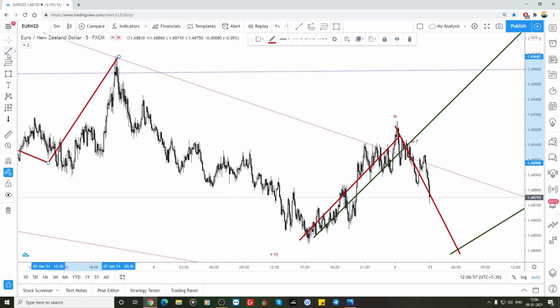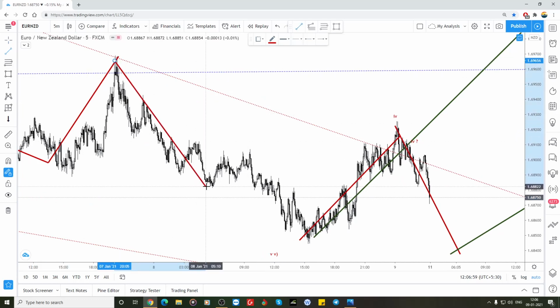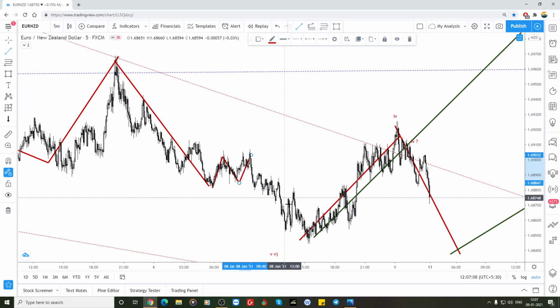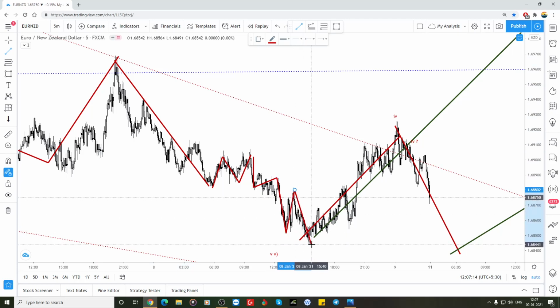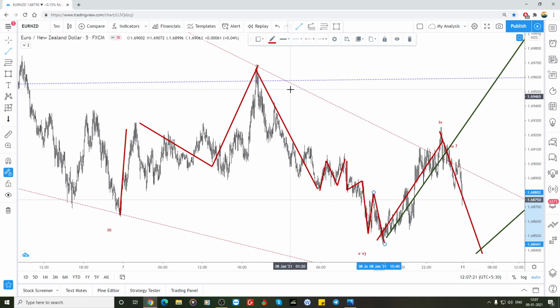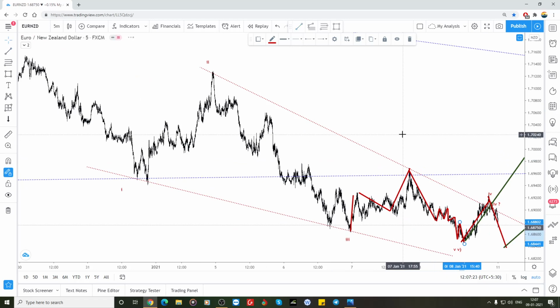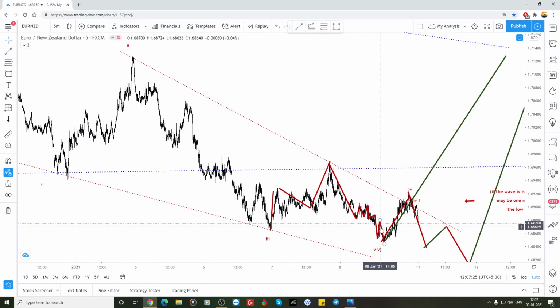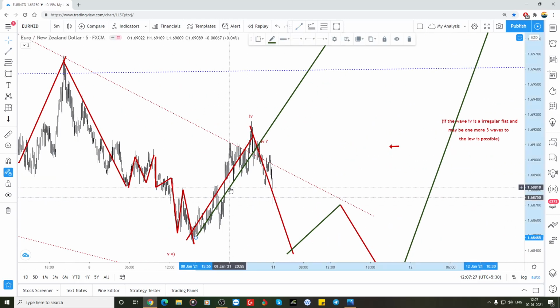So it could be like this. What I said, this is the A. Here it is finished, 1, 2, 3, 4, 5. Yeah, this is the A. This could be a B, and C could be 1, 2, 3, 4, and 5. So this is a zigzag, 5, 3, and 5. So here is the end of that B wave. So this is the A, this is the B, and we are looking for that C wave.